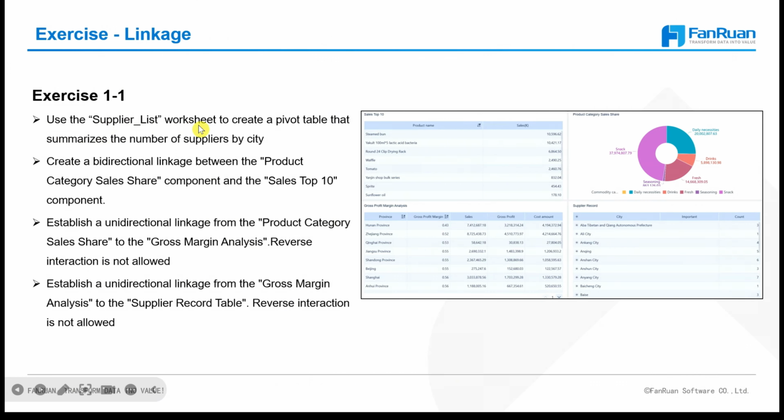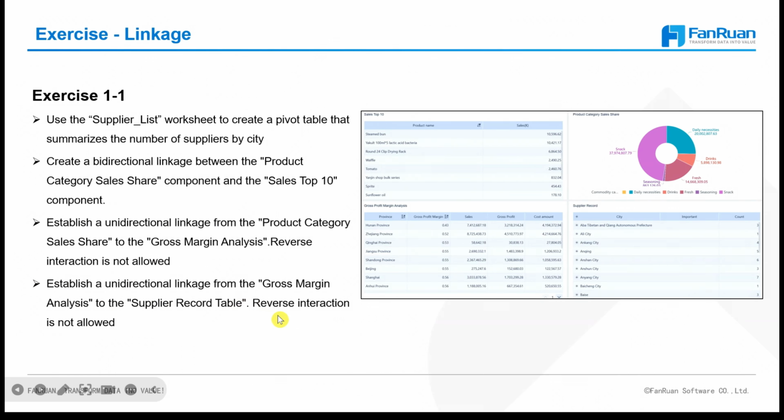However, for the linkage from product category sales share to gross profit margin analysis, we'll set it as a unidirectional linkage. Then we'll configure a unidirectional linkage between the gross profit margin analysis component and the supplier record. The reverse interaction is not allowed. Let's proceed with these specific settings step by step.